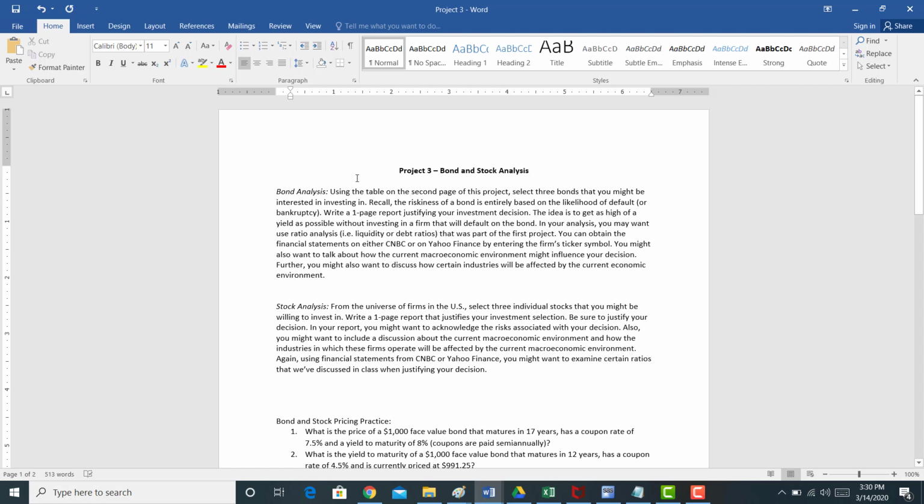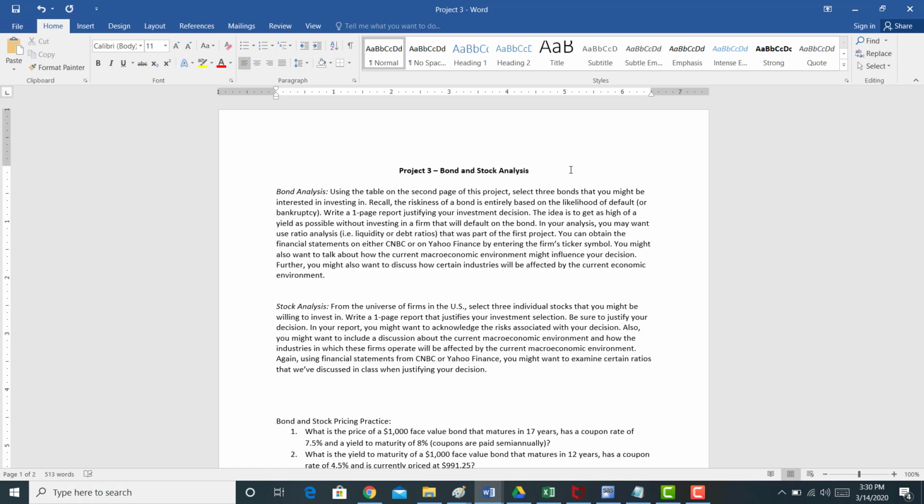Okay. So in the first part, what we're going to do is we're going to use the table on the second page of this project, and we're going to select three bonds that you might be interested in investing in. The objective of this part of the project is to write a one-page report justifying your investment decision. Now, what you need to be justifying is you need to discuss the riskiness of the bond. And remember, the riskiness that any bondholder faces is the likelihood of default.